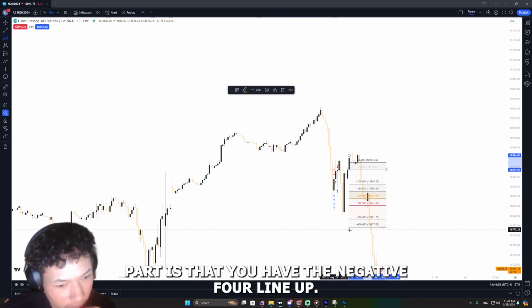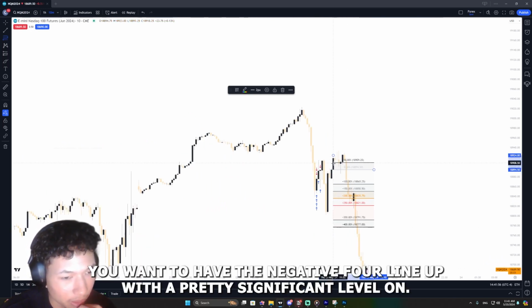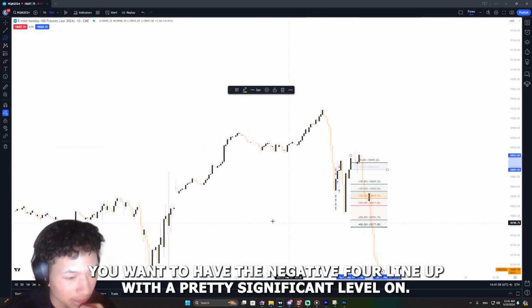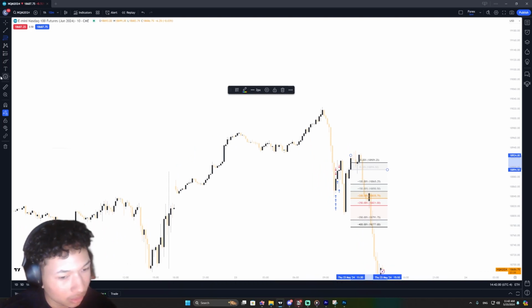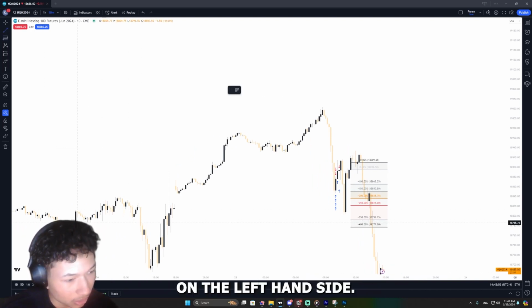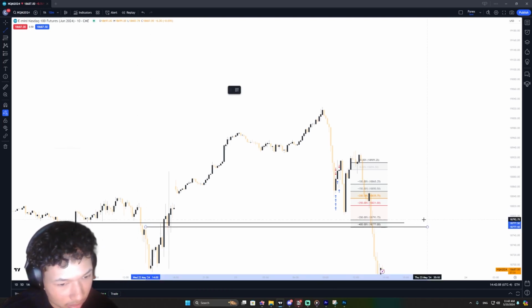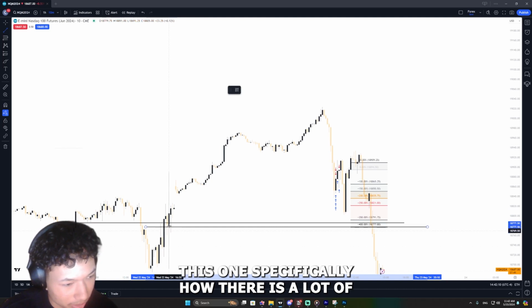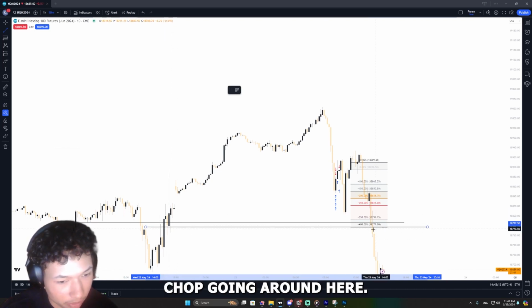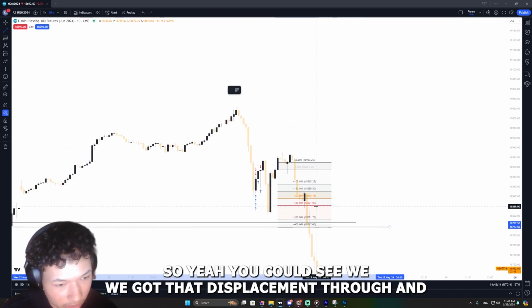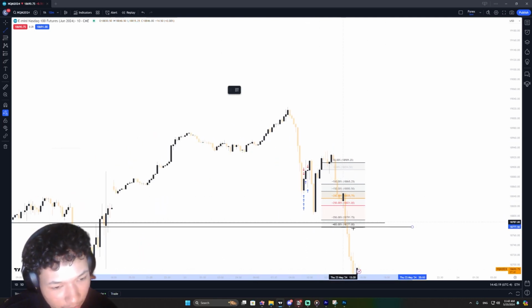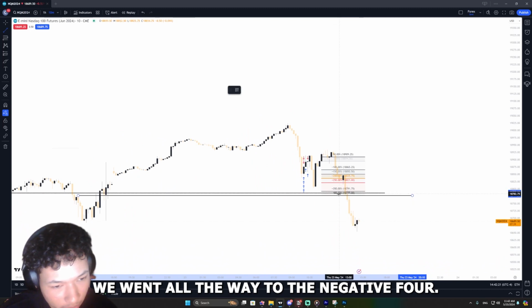The most important part is that you have the -4 line up. When you do this, you want to have the -4 line up with a pretty significant level on the left-hand side. So we can see we have pretty significant levels around this area. This one specifically, there was a lot of chop going around here. So yeah, we could see we got that displacement through, and we went all the way to the -4.